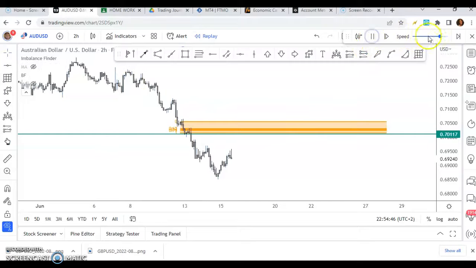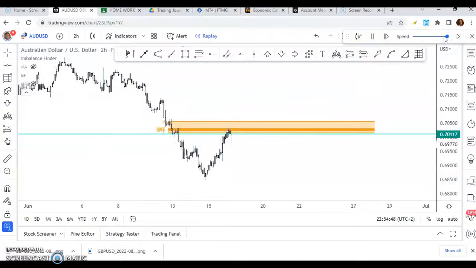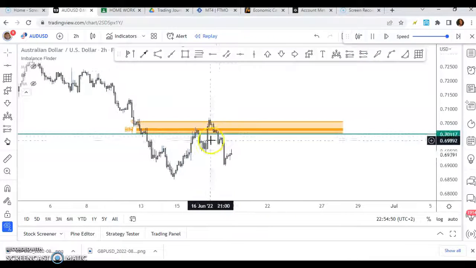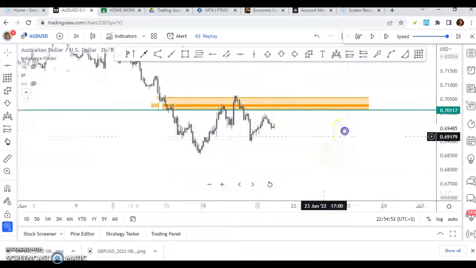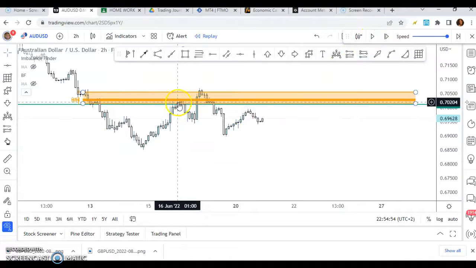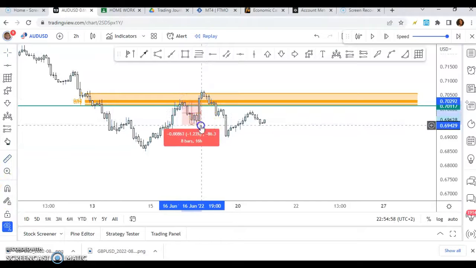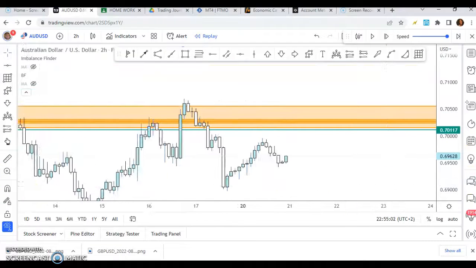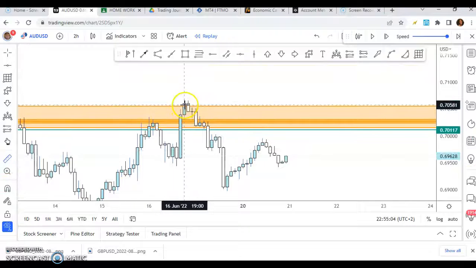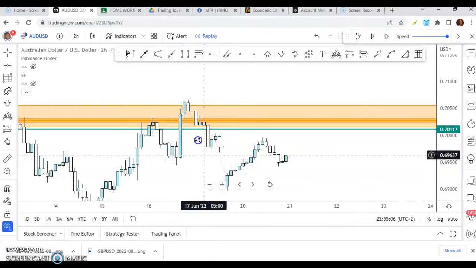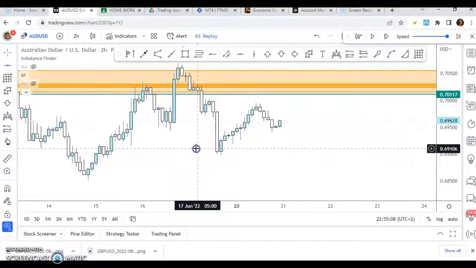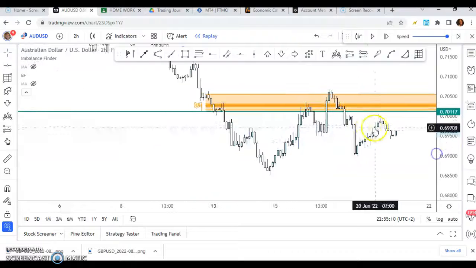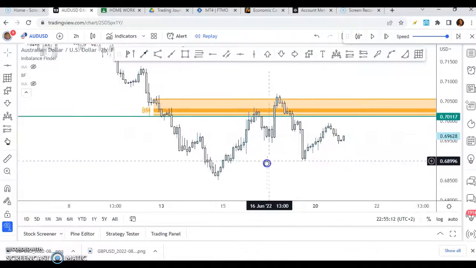And as you can see, it gave you the perfect entry right here for 70 pips. Another entry right there as well. Little drawdown, not much. 9 pips, and it sold down. Super duper easy strategy. I am definitely going to use it.